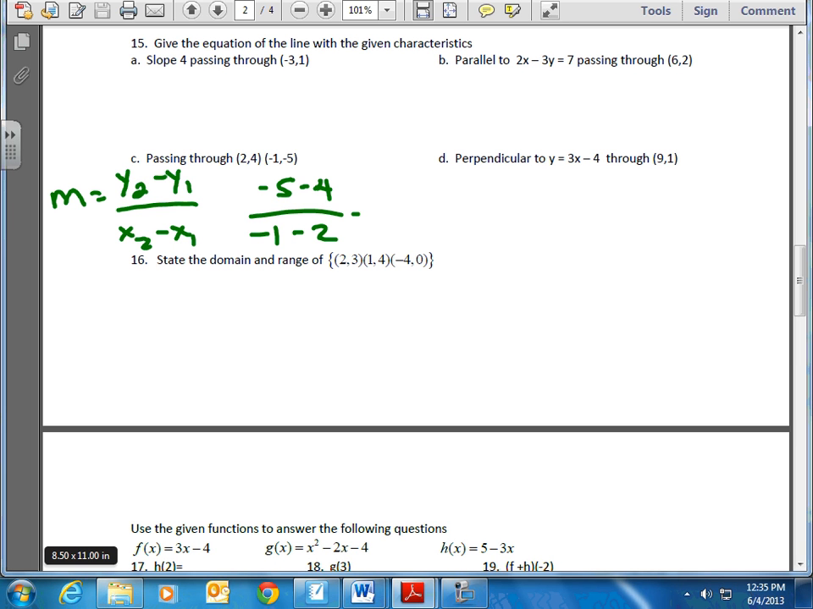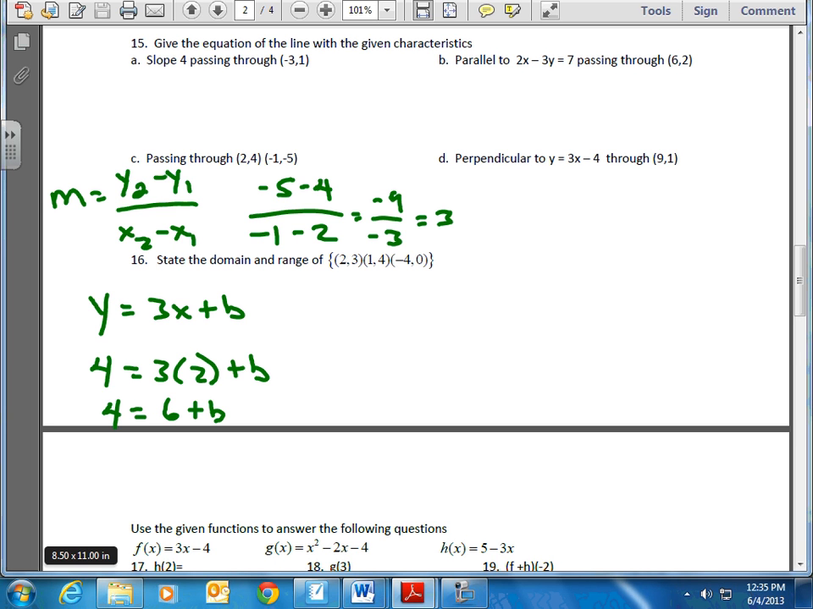-5 minus 4 is -9. -1 minus 2 is -3. And when I divide, I get a slope of 3. And now I'm right back to what I did in question A. I know a slope. I've got to find the y-intercept. In this case, it doesn't matter. Pick either point and plug it in. Solve, and b is -2. Take the -2 and plug it back in, and you got it. Okay?